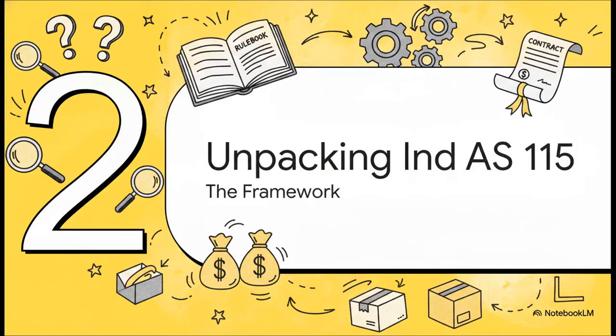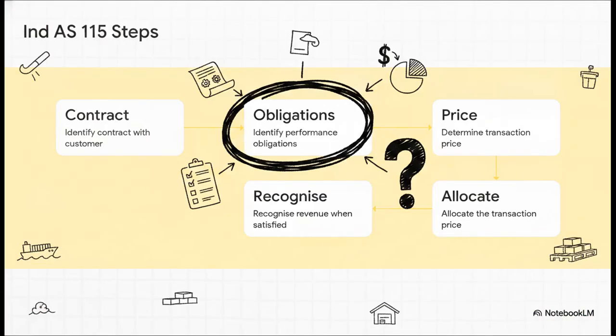To solve this mystery, we're moving to Section 2 to unpack the Ind AS 115 framework. Ind AS 115 gives us this really elegant five-step playbook to recognize revenue. Step 1, identify the contract. Step 2, identify the performance obligations. Step 3, determine the price. Step 4, allocate that price. And Step 5, finally, recognize the revenue. For our CIF puzzle today, we are zeroing in entirely on Step 2. Identifying exactly what those performance obligations are is where this whole thing gets solved.